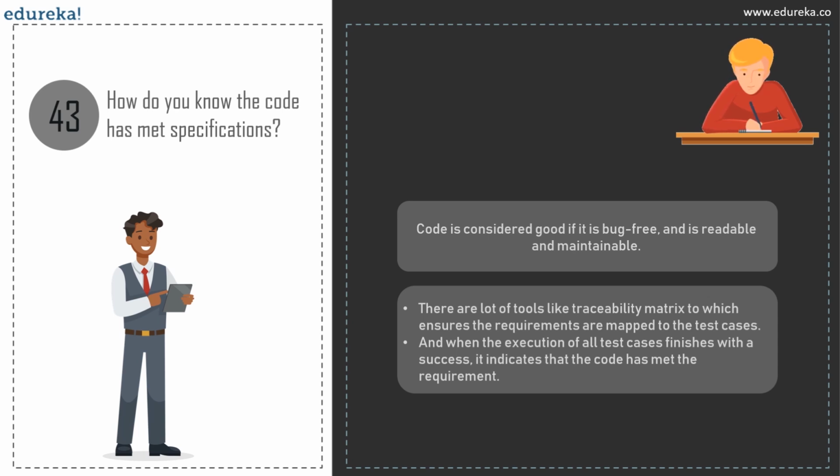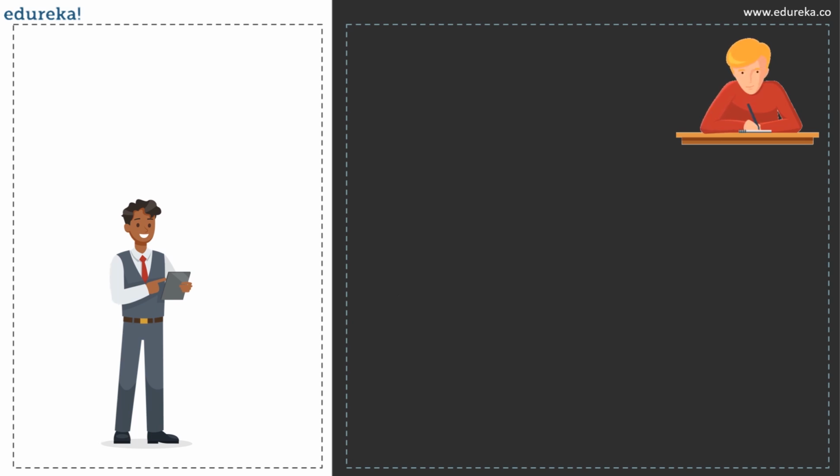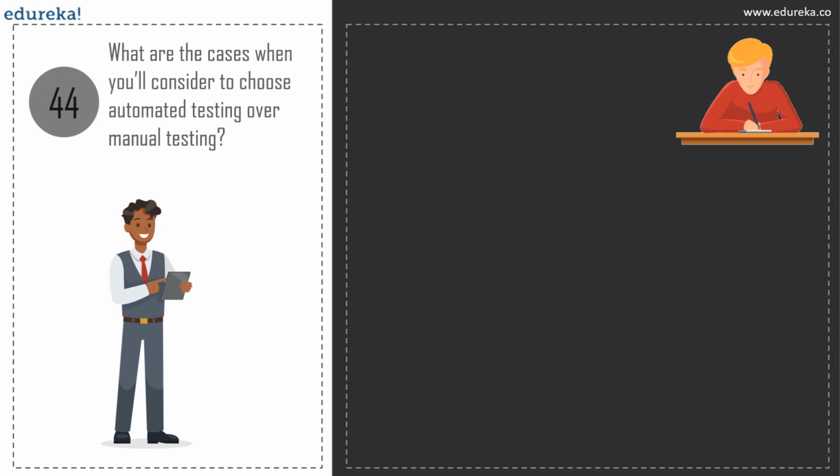Well, honestly, there are a lot of tools these days that can help you check if your code is sustainable, if it's good, or if it has met specifications. For example, you have something called a traceability matrix, which ensures that all your requirements are mapped to the test cases. And when the execution of all the test cases finishes with success, it indicates that the code has met your requirements. So you can go ahead and use such tools to see if your code has met the specifications or not.